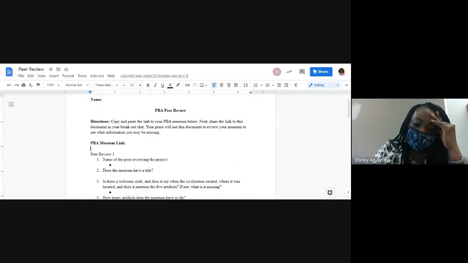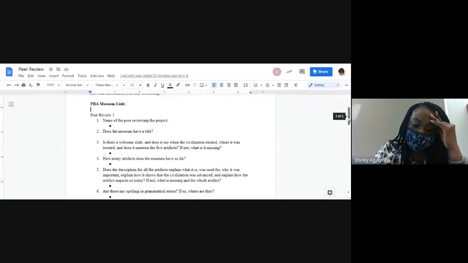And then it's asking you number 2, does the museum have a title? So you're going to check Mildad's work, Alejandro. After putting your name here, yes or no. Okay? Is there a welcome slide? And does it say when the civilization existed? Where it was located? And does it mention the 5 artifacts? If not, what is missing?